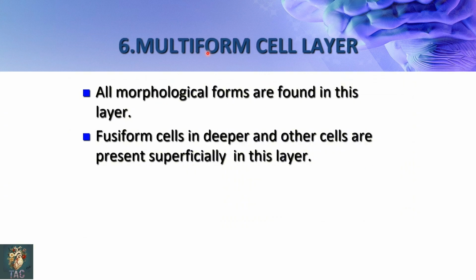Next is the last layer of the cerebral cortex, that is the multiform cell layer. All morphological forms are found in this layer. That's why it's given the name multiform, because cells are of different shapes. Fusiform cells are in the deeper part and other cells are present superficially in this layer. So these are the different six-layered organization of the cells.